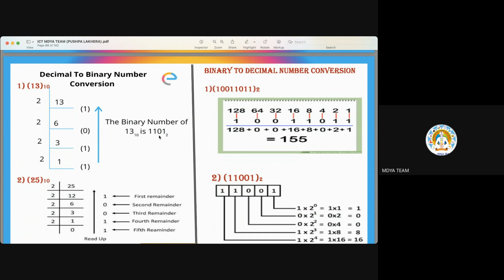All right. So this is the binary conversion of 13, which comes out to be 1101. Now if you convert this 1101 to a decimal number again, there is a different process. We'll see later how to convert binary to decimal.